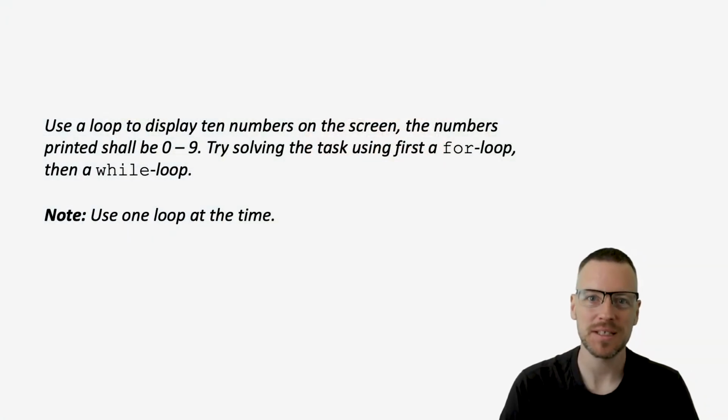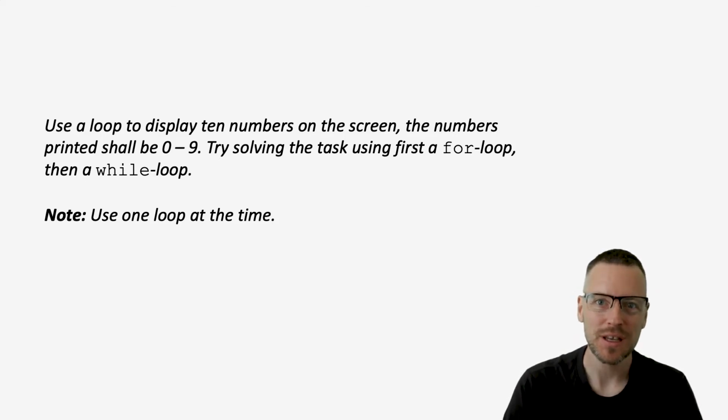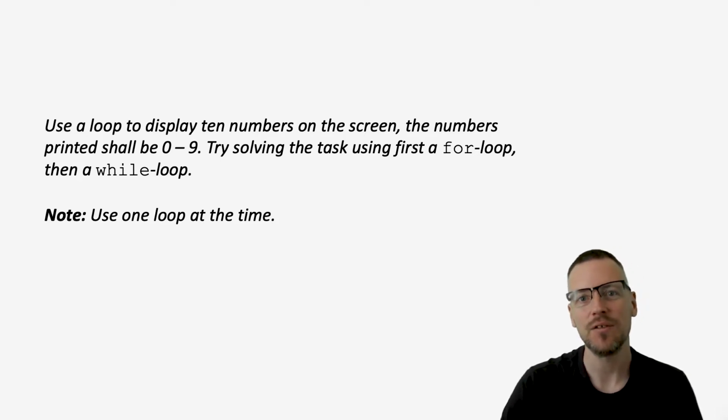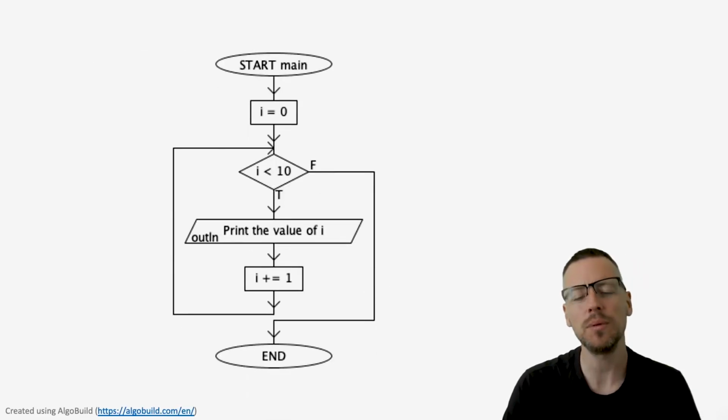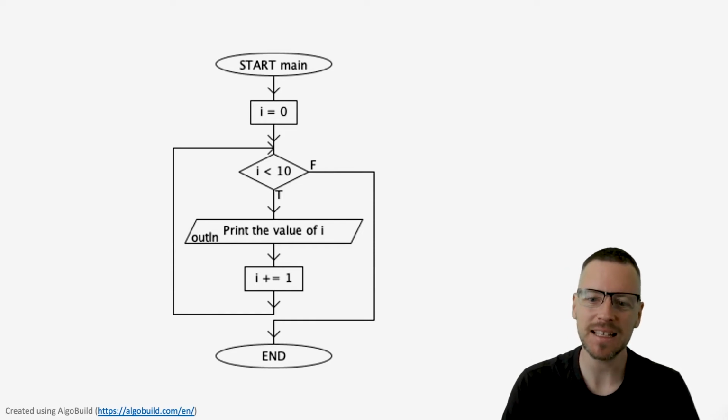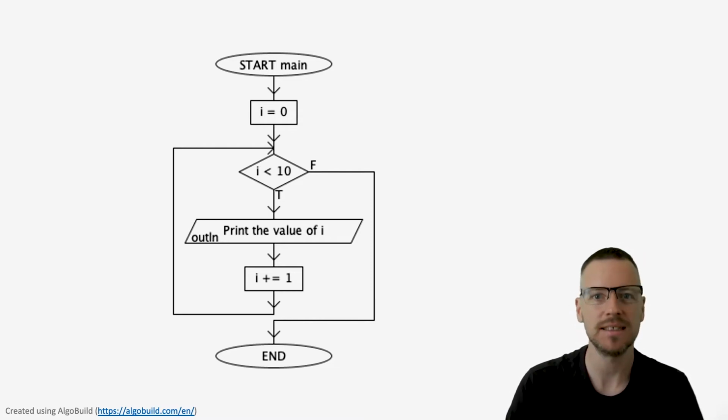We will keep it very simple and focus on the loops. So the task that we're trying to accomplish is just to print the numbers 0 to 9 on the screen, first using a for loop and then using a while loop. The flowchart for what we will do next looks exactly the same as it did when we worked with repetition structures in Python.